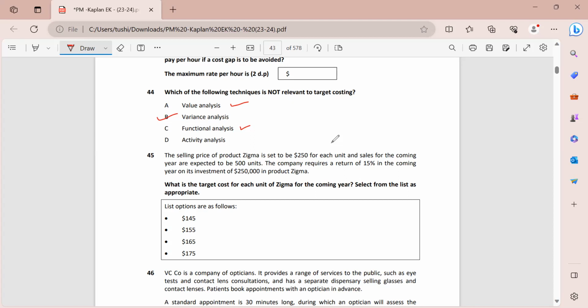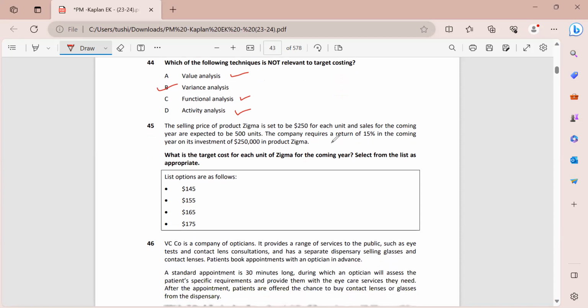Last is activity analysis. We do activity analysis also. This identifies and describes activities in an organization and evaluates their impact on operations to assess where improvements can be made. So variance analysis is something which we do not do in target costing. It is something that is done in the product lifecycle costing.